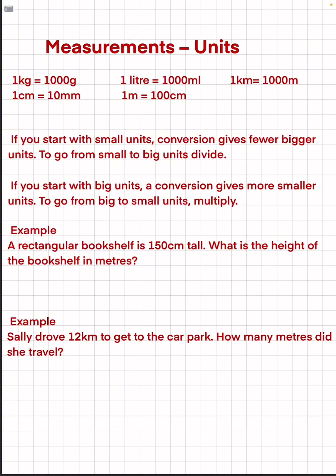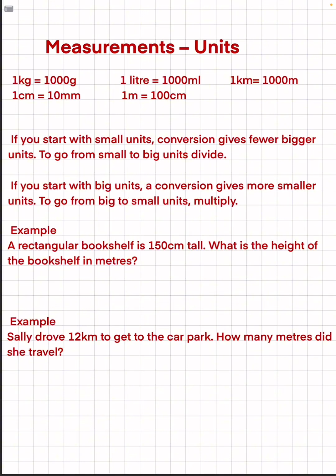If you start with big units, a conversion gives more smaller units. For example, centimeters is bigger than millimeters, so conversion gives more smaller units. 1 centimeter equals 10 millimeters. Meters is bigger than centimeters, so conversion gives more smaller units. 1 meter equals 100 centimeters. To go from big to small units, we multiply.